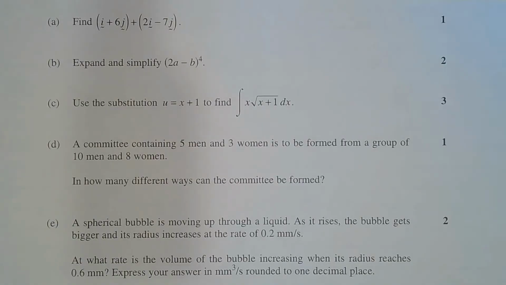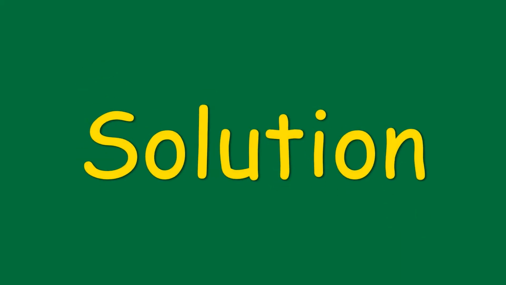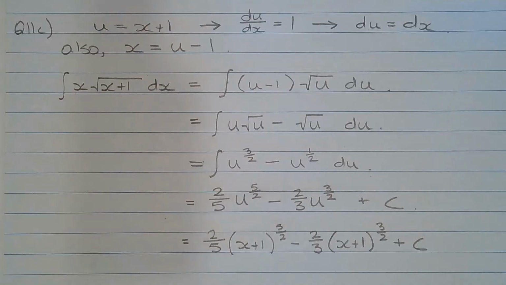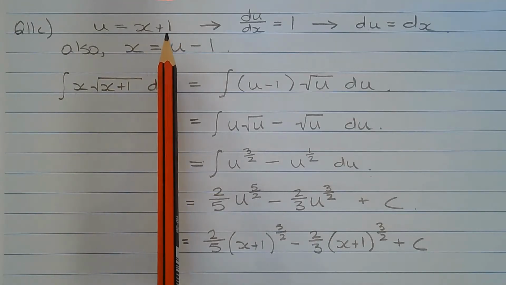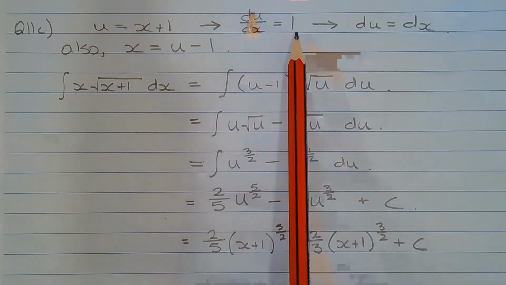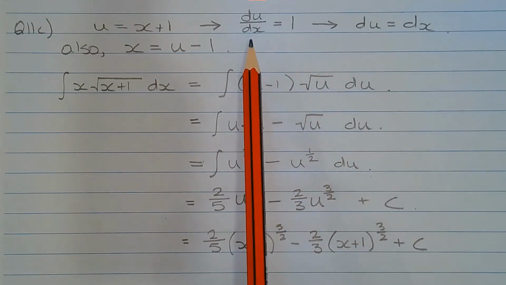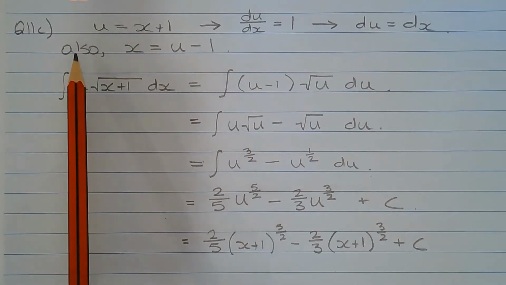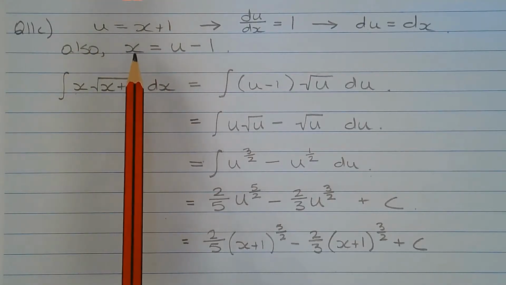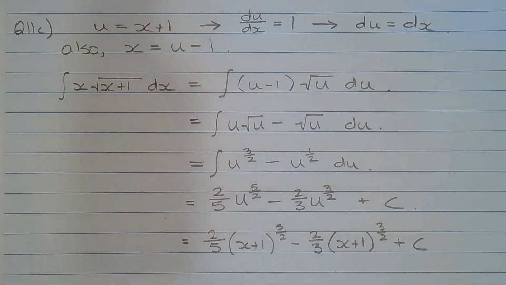Question 11c. Use the substitution u = x + 1 to find the indefinite integral of x multiplied by the square root of x + 1, dx. Starting with the substitution u = x + 1, differentiating with respect to x, we get du/dx = 1. Multiplying both sides by dx, we get du = dx. Also, rearranging the substitution to make x the subject, we get x = u − 1.